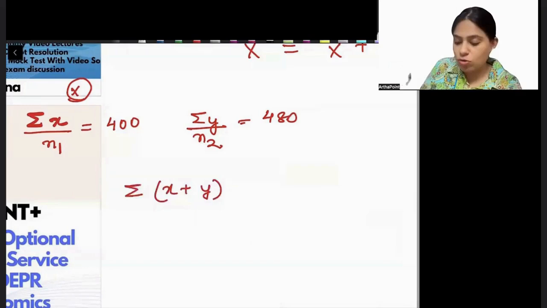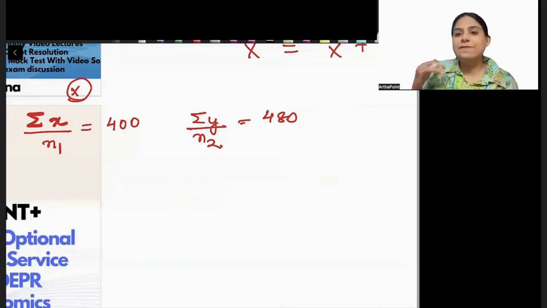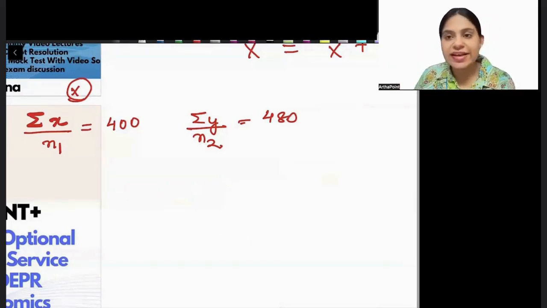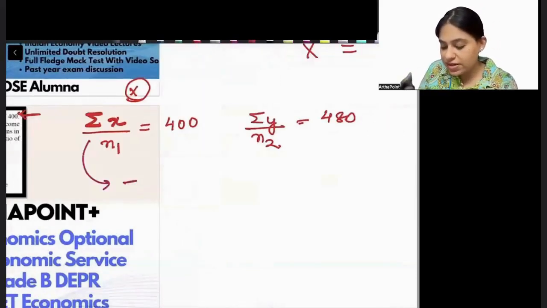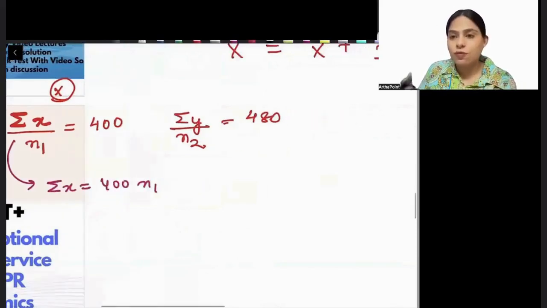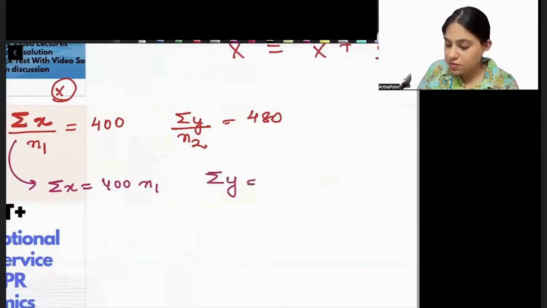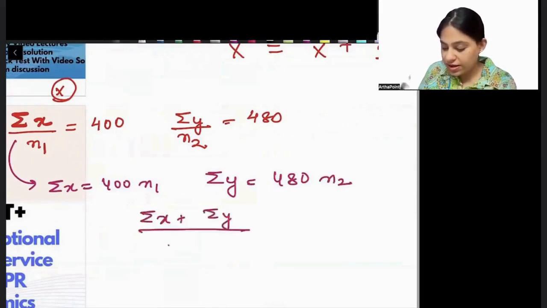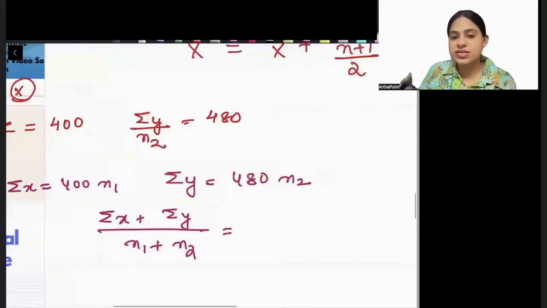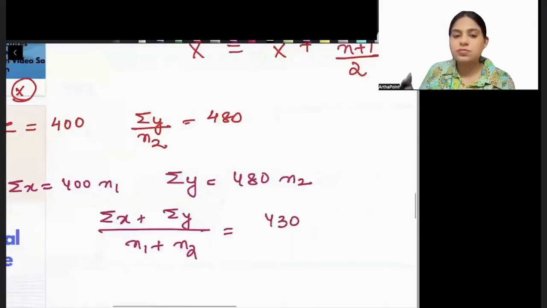If I add all observations together and divide by the number of observations, I get the mean as 430. So look, beta, from here what will I get as summation x? 401. What will I get as summation y? 480 n2. When I add all observations together and divide by the total number of observations, the mean that is given is 430.